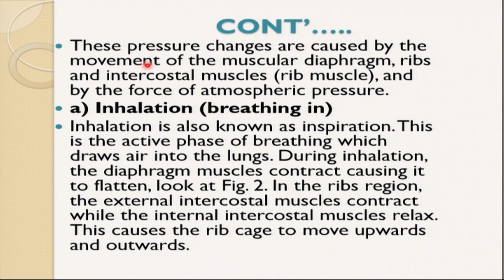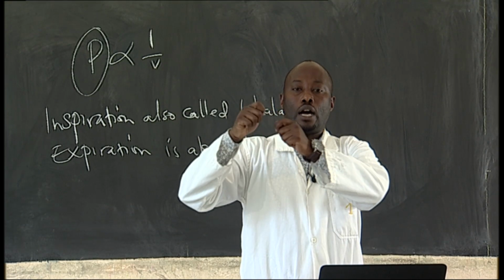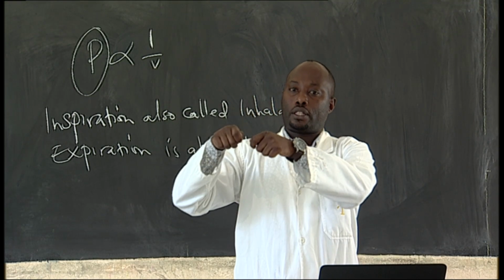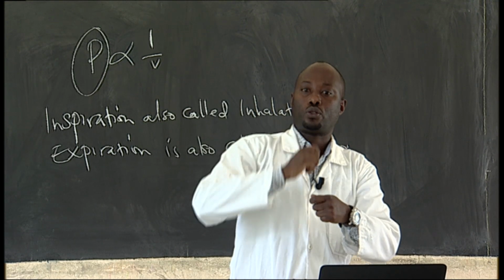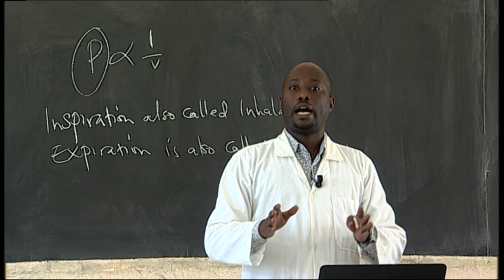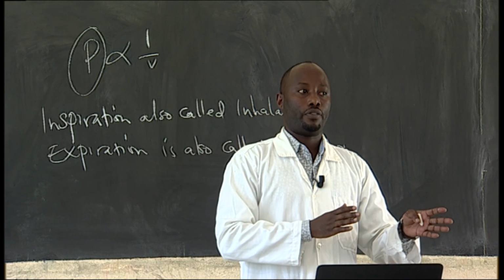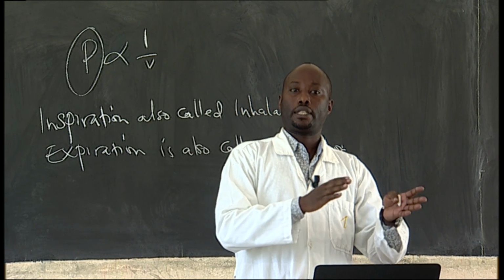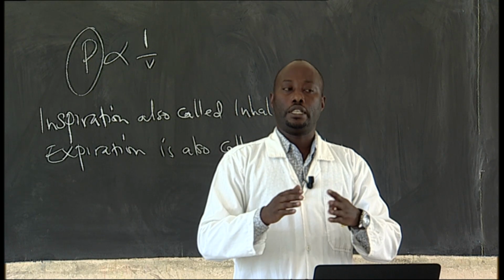The rib regions, the external intercostal muscles, have to contract. And once the external intercostal muscles contract, what happens to the internal intercostal muscles? They have to relax because they work antagonistically. If I mention antagonistically, they contract and relax in intervals.